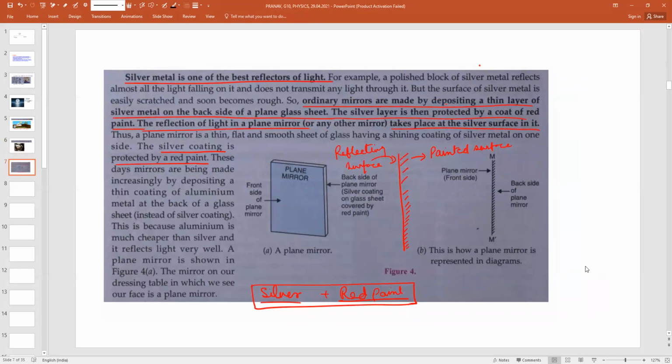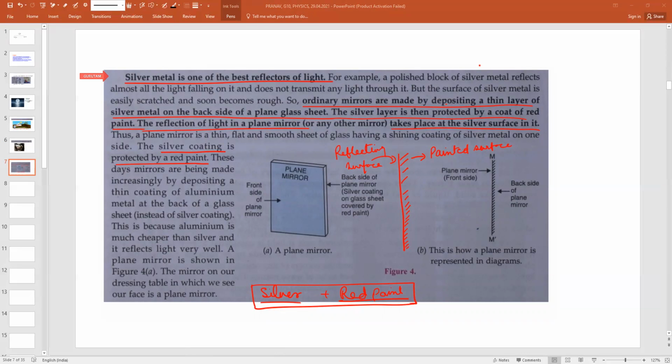Just read this portion, the underlined portion. Read aloud. Silver metal is one of the best reflectors of light. Ordinary mirrors are made by depositing a thin layer of silver metal on the backside of a plate glass sheet. The silver layer is then protected by a coat of red paint. The reflection of light in a plane mirror takes place on the silver surface in it.